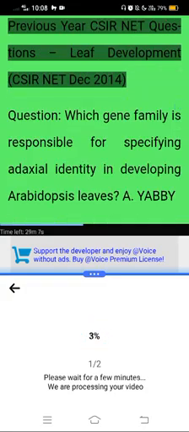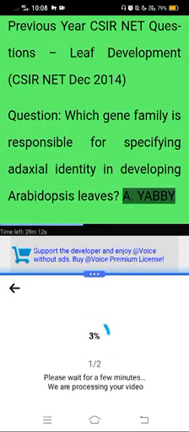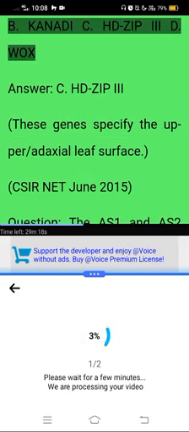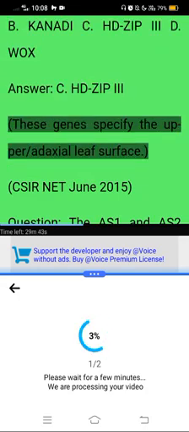Leaf development, CSIR NET December 2014. Question: which gene family is responsible for specifying adaxial identity in developing Arabidopsis leaves? A. YABBY. B. KNOX. C. HD-ZIP III. D. WOX. Answer: C, HD-ZIP III. These genes specify the upper adaxial leaf surface.